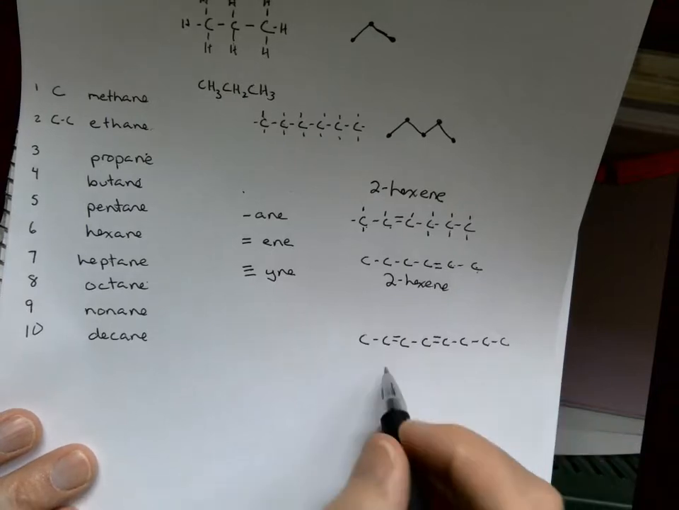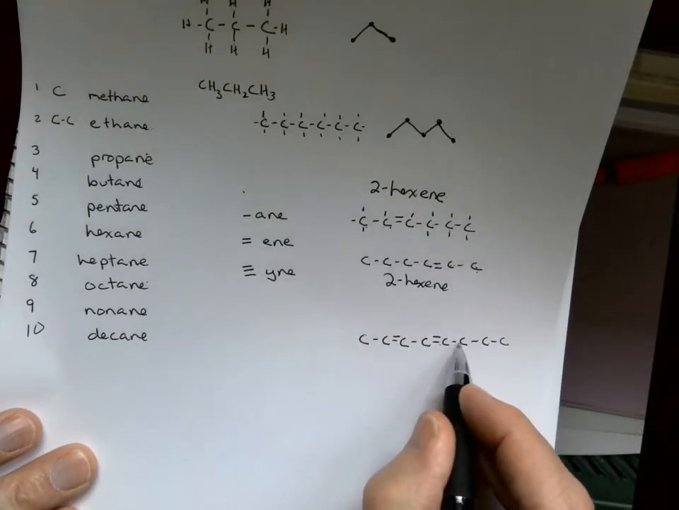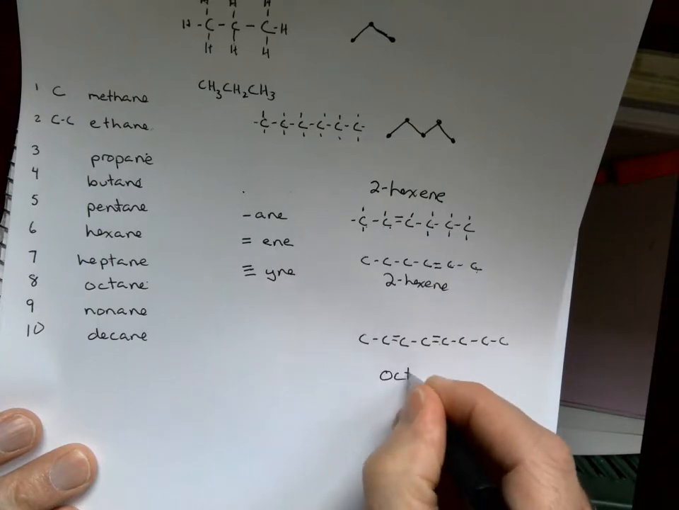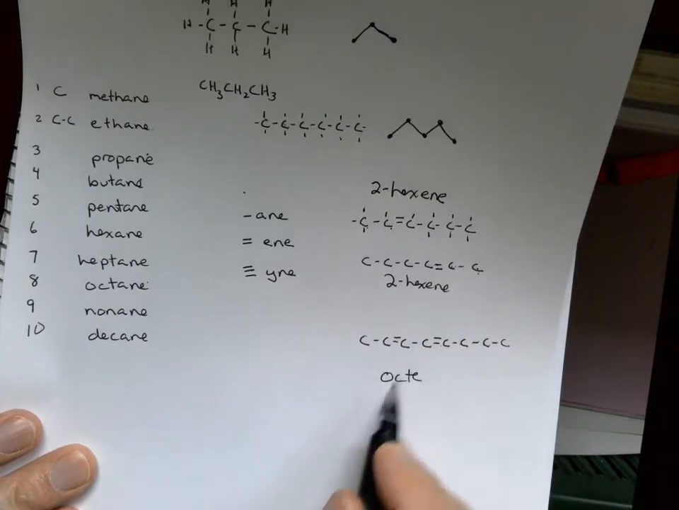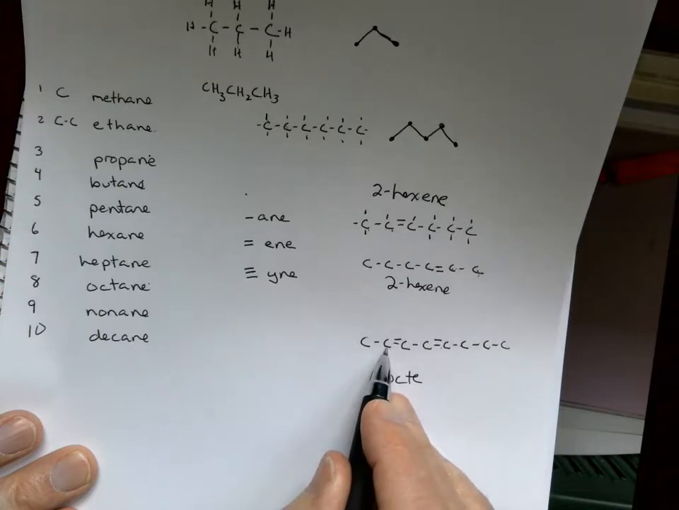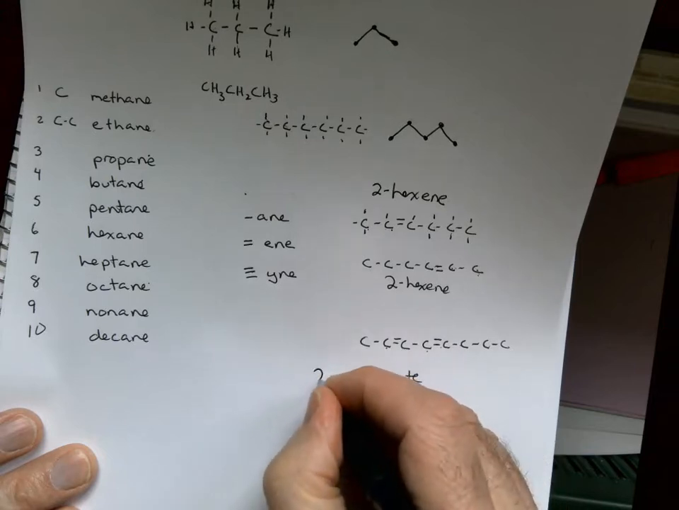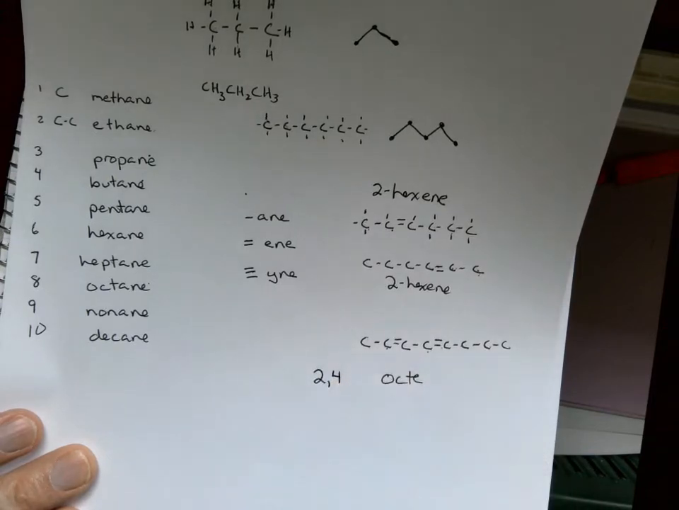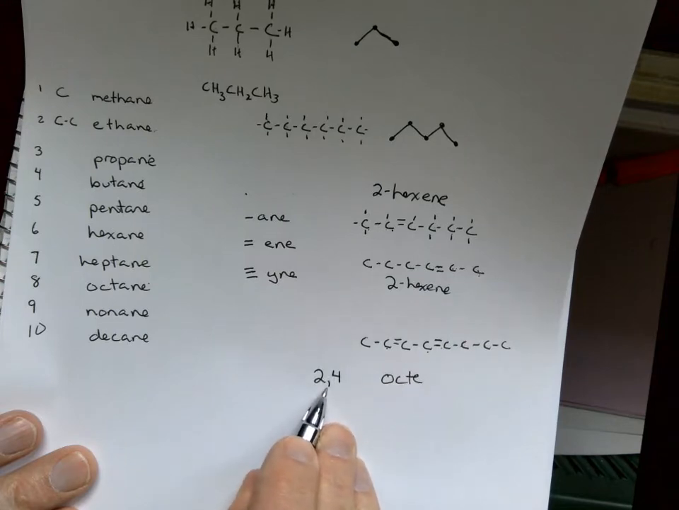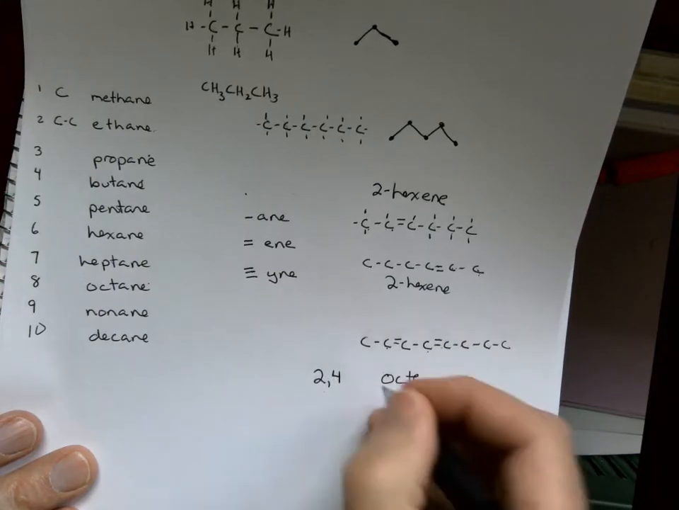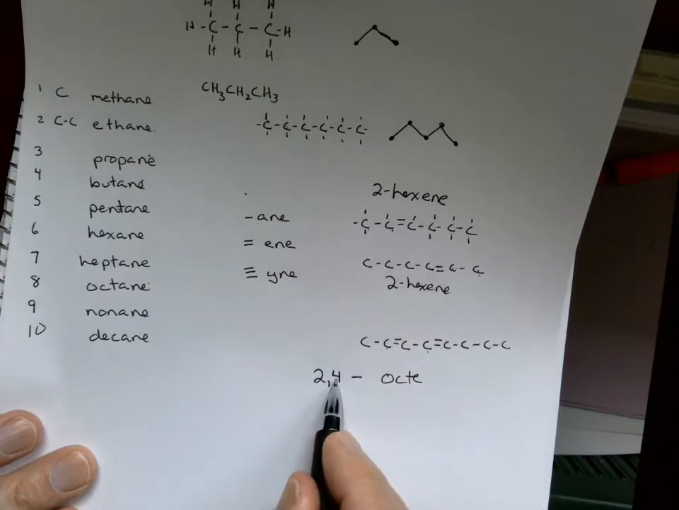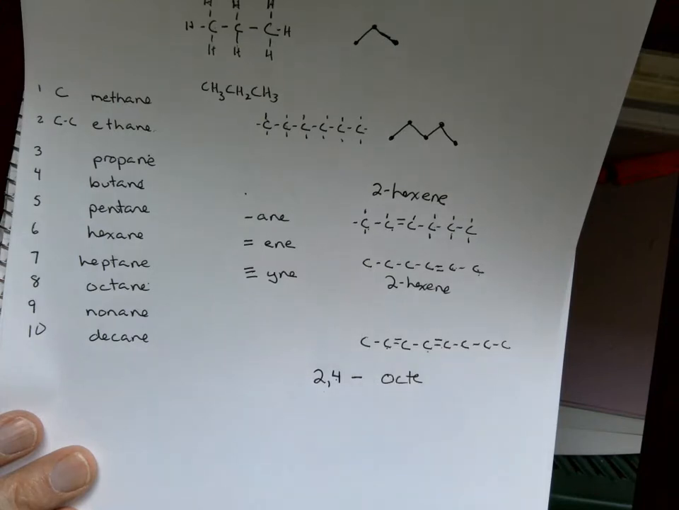Let's do one that's more complicated. 1, 2, 3, 4, 5, 6, 7, 8. That's oct. We have 2 double bonds, 1 on the second carbon and 1 on the fourth carbon. In organic chemistry, the numbers are locations. There's 1 on the second, 1 on the fourth. Commas go between numbers. This is going to be very important. Commas go between numbers. Dashes go between numbers and names, or names and numbers. If you have a number and you have a name, you must have a dash there.